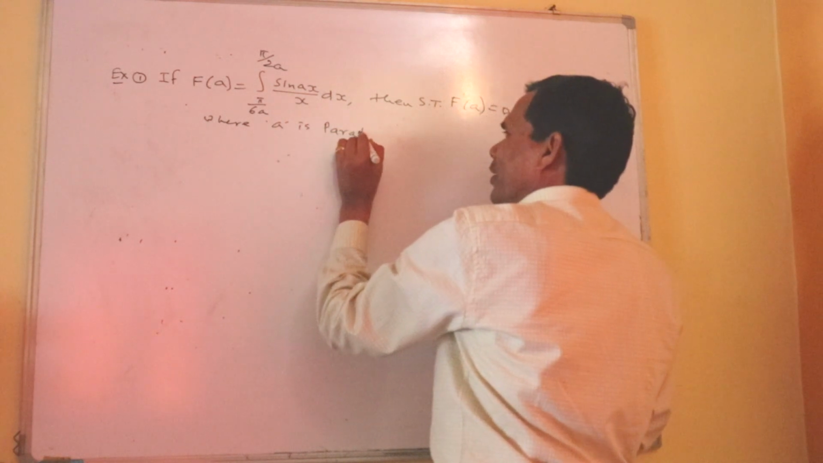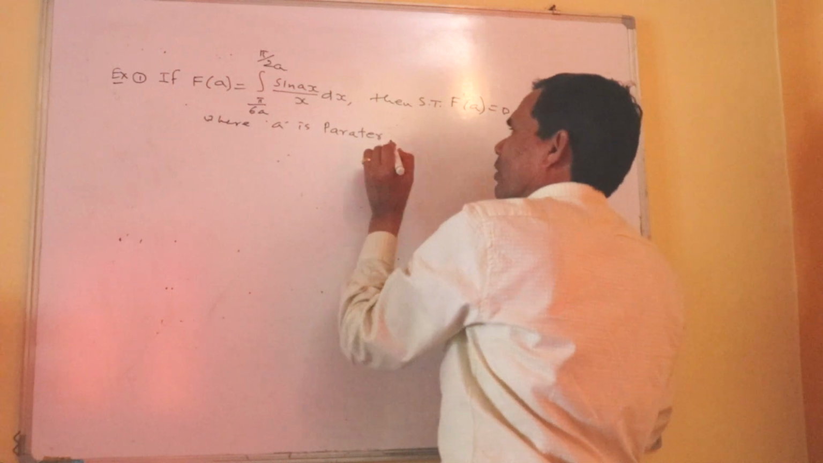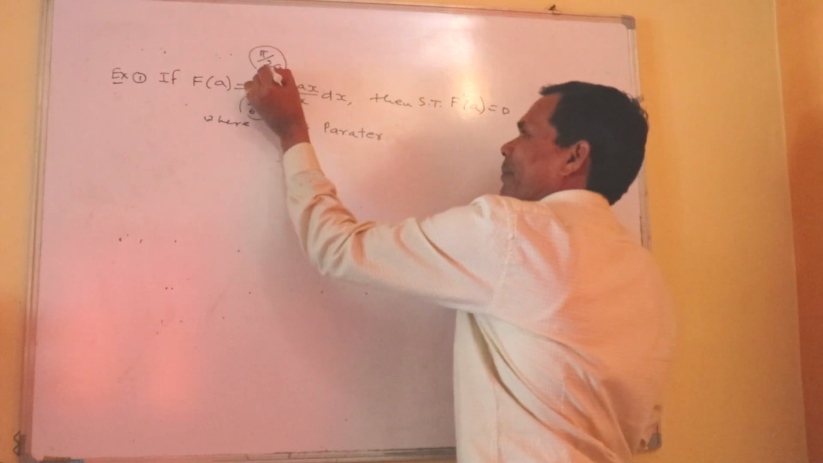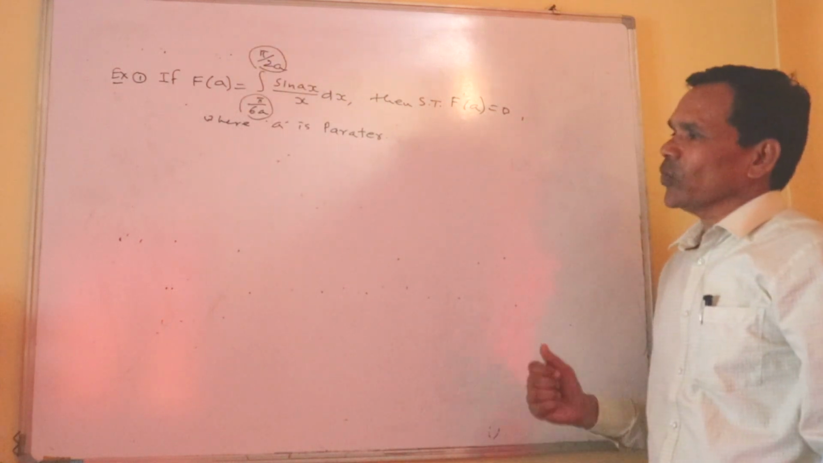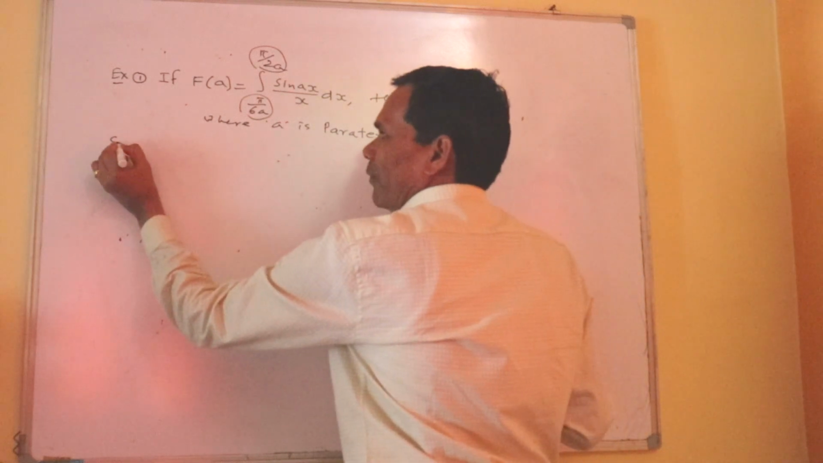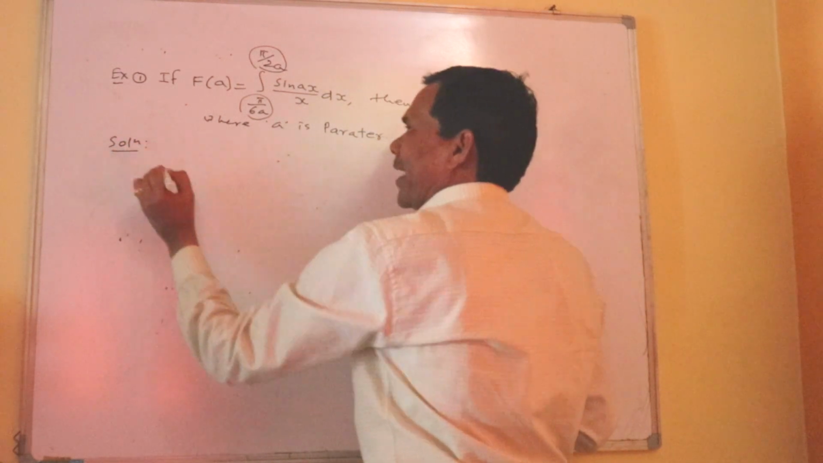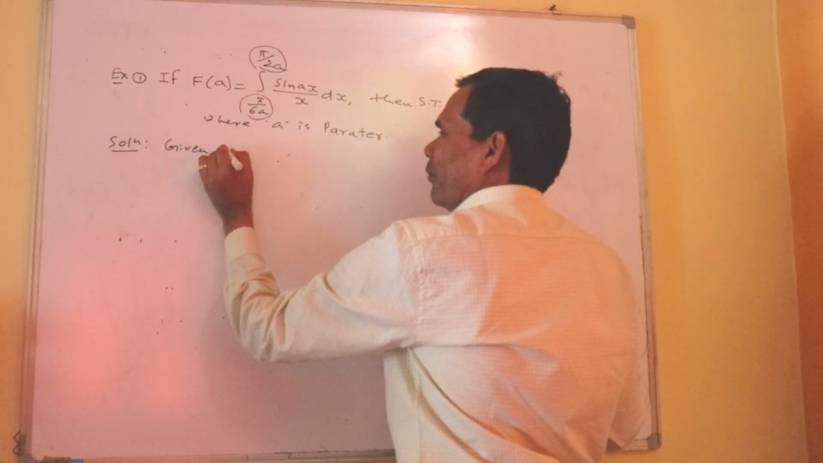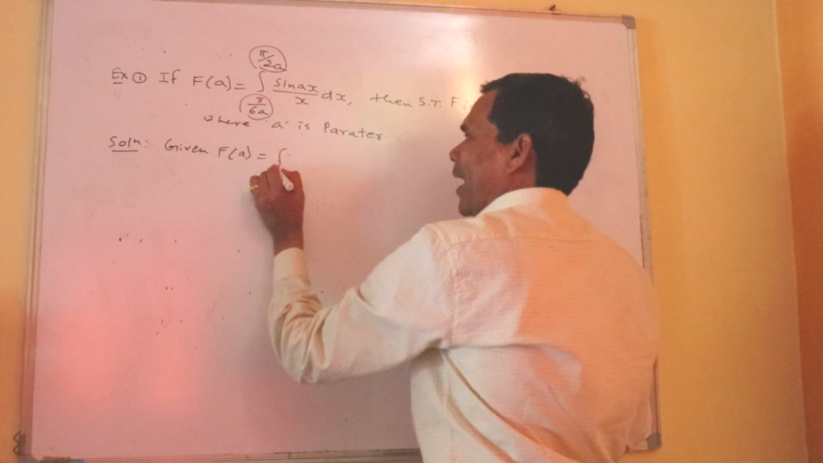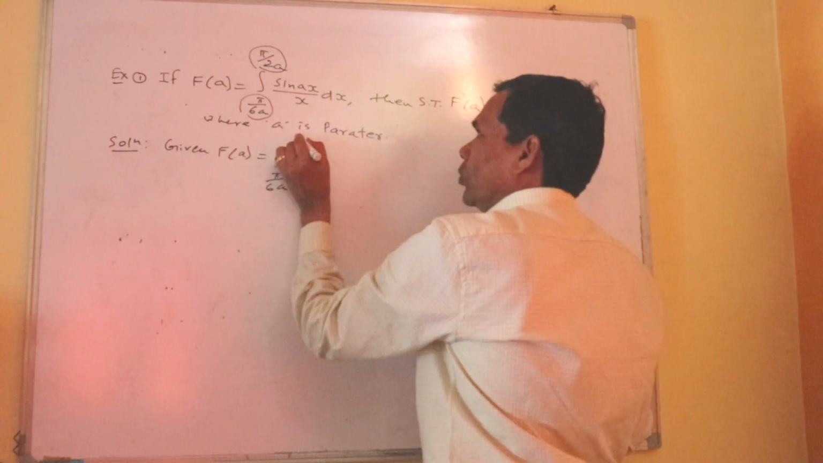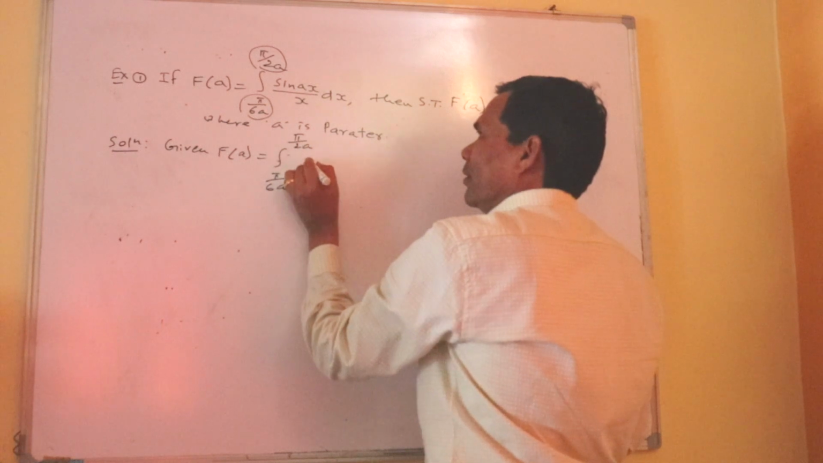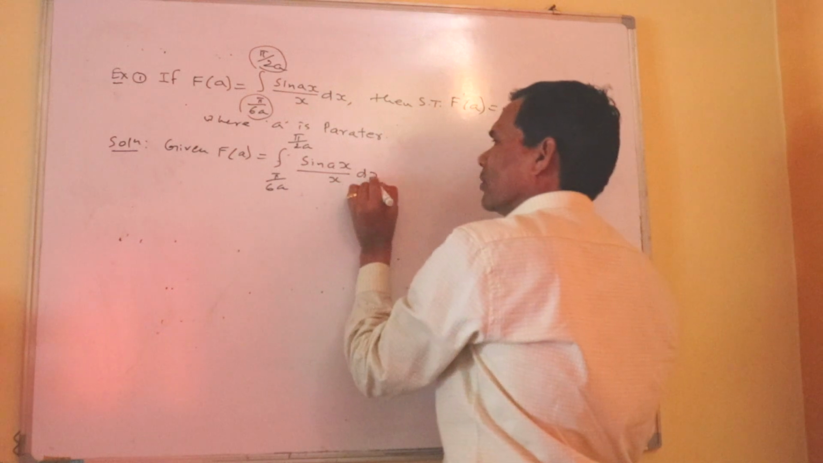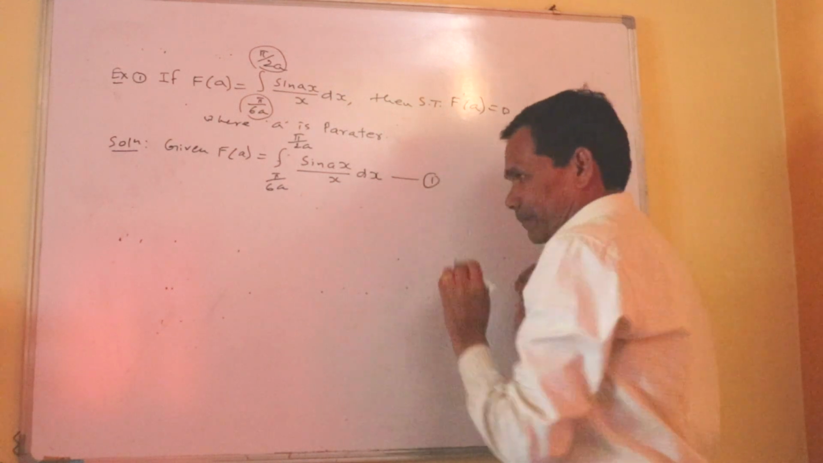See, if you observe here, the limits are not constant. These are the limits, and they are depending upon the parameter a. So that's why we apply the second rule of differentiation under the integral sign. It is given f of a is equal to the integral from pi upon 6 times a to pi upon 2 times a of sin ax upon x with respect to x. I call this 1.